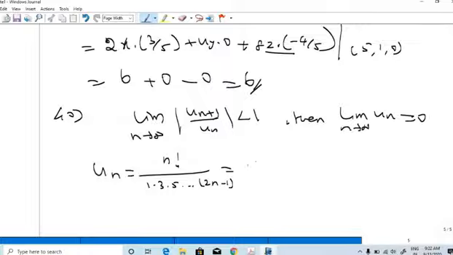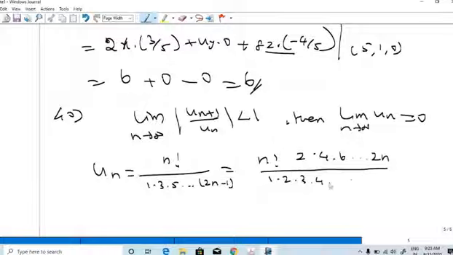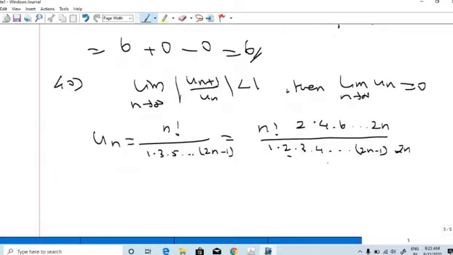Therefore, with n factorial, you have to multiply and divide by the missing terms. What is the missing term? 2, 4, 6, etc., up to 2n. You have to multiply and then divide by the missing terms. Therefore in the denominator we get 1 into 2 into 3 into 4 etc., 2n minus 1 into 2n, because we have to multiply 2, 4, 6, ..., 2n, and then divide by 2, 4, 6, ..., 2n. Therefore the denominator we get 2n factorial. The numerator we get n factorial.